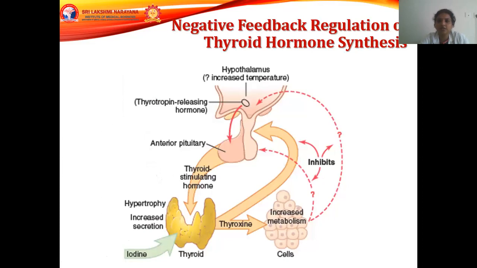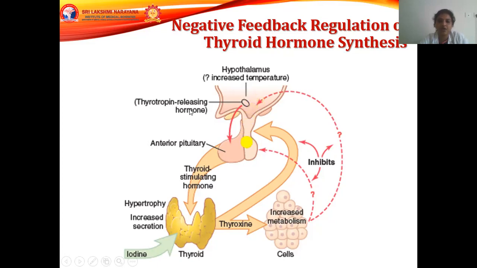Next, moving on to the regulation of thyroid hormone synthesis. This is a typical example of the negative feedback mechanism. All of you very well know that the hypothalamus is the master ganglion which is going to send the impulses for the secretion of thyroid hormone. So how does it do it? The hypothalamus produces thyrotropin releasing hormone. So what is the function of the thyrotropin releasing hormone?